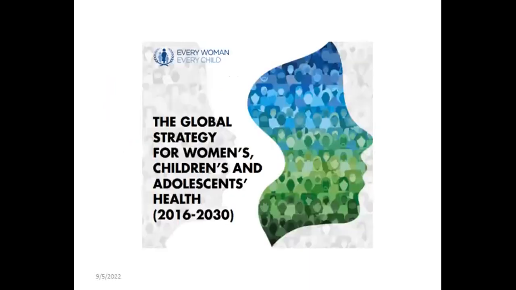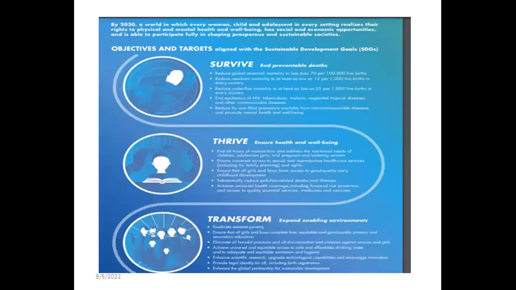Now, recent advances. WHO developed a Global Strategy for Women's, Children's and Adolescents' Health from 2016 to 2030. According to this strategy, by 2030, a world in which every woman, every child and adolescent in every setting realizes their rights to physical and mental health and well-being, has social and economic opportunities, and is able to participate fully in shaping a prosperous and sustainable society. The objectives and targets are aligned with the Sustainable Development Goals.